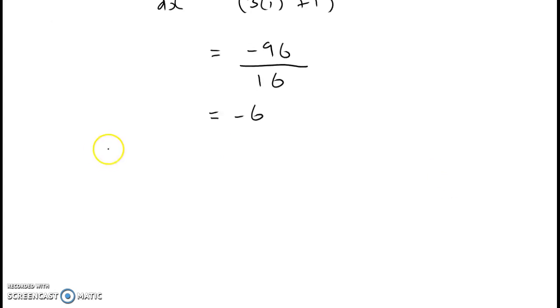So we can say, therefore, the gradient at x equals 1 is minus 6. So hopefully that's been a helpful introduction to the chain rule for you.